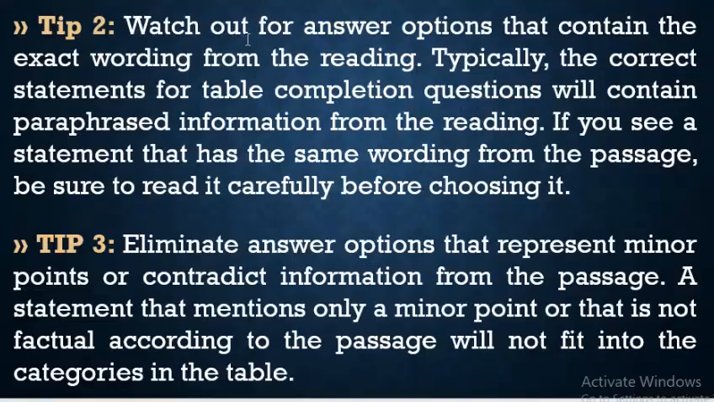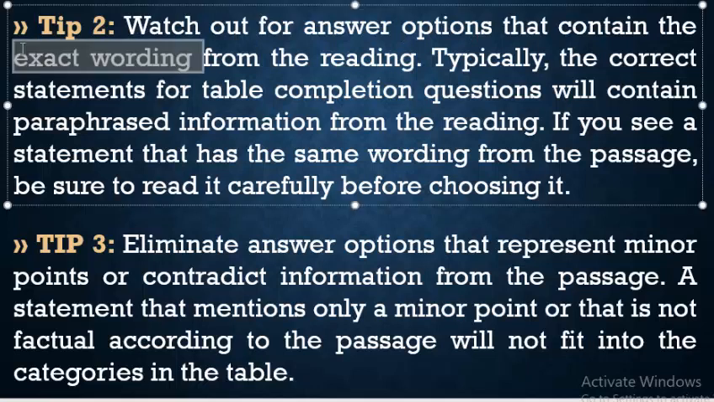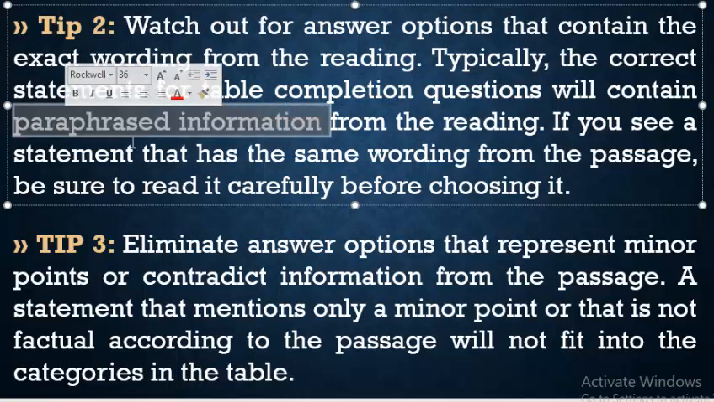Tip 2. Watch for answer options that contain the exact wording. If it contains exact wording, be cautious. It's not correct. It's incorrect. Typically, the correct statements for the table completion questions will contain paraphrased information. It means rephrased, not the exact words and new words from the reading. If you see a statement that has the same wording from the passage, be sure to read it carefully before choosing it.